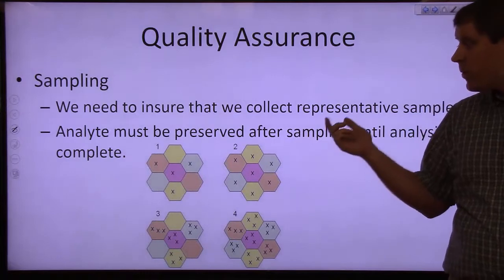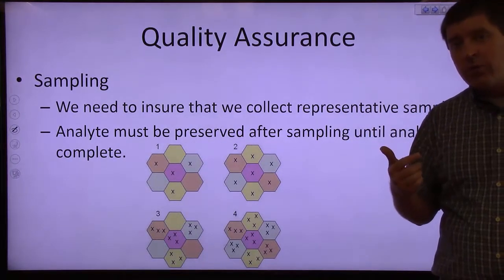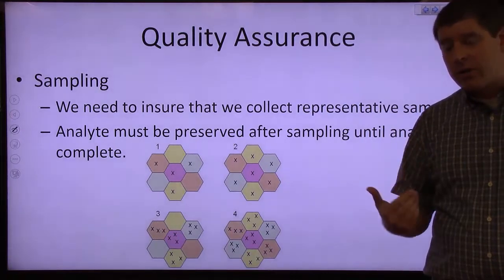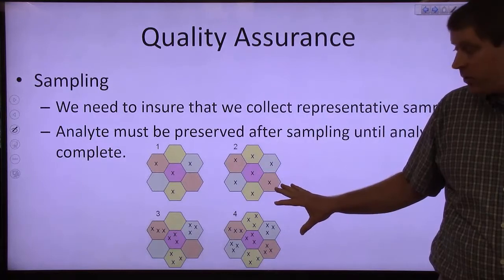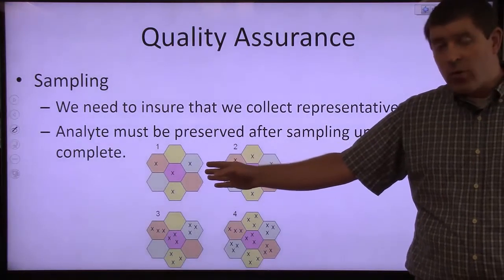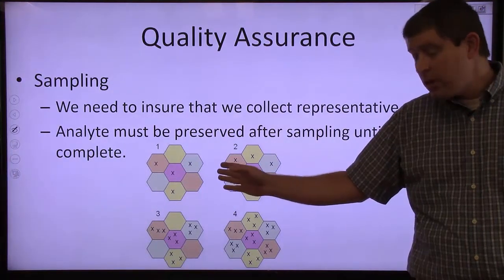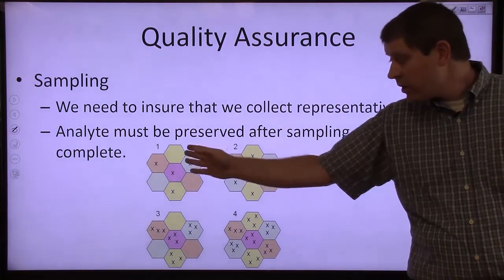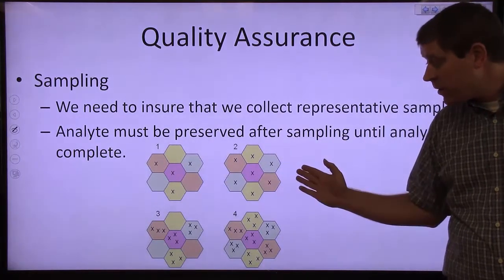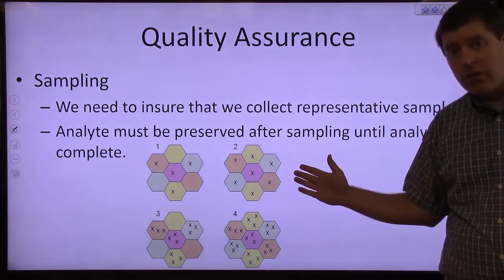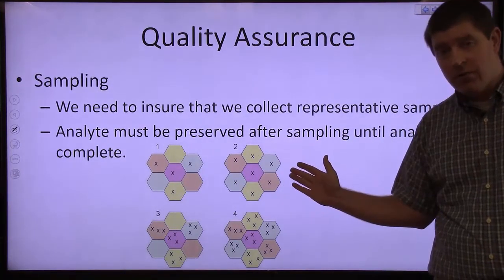We need to ensure that we collect representative samples. That is, we need to collect a set of samples that is representative of the population as a whole. For example, let's look at these 4 cases. If we only take, say, 4 samples, but we have different distinct regions, as in this case, then we're missing 3 out of our 7 distinct regions. So something better would be case 2, where we take 1 sample from each of our 7 regions.